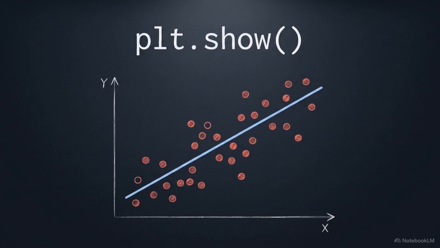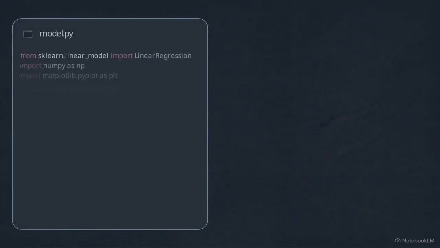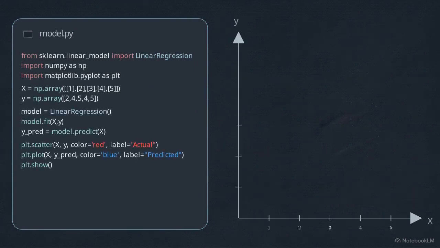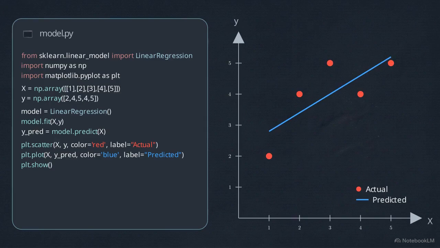Look at this split view. On the left, your properly indented Python script. Run it, and the chart appears. Red scatter points map the actual fixed reality of the dataset. Then, the blue line illustrates the AI's mathematical prediction of the overall trend.